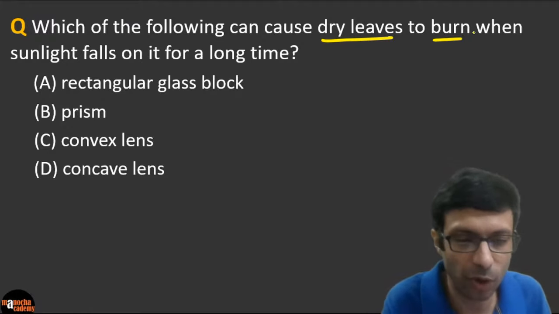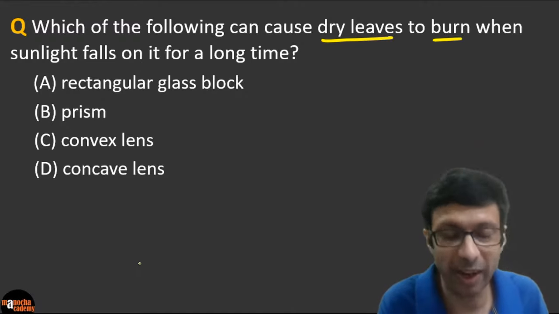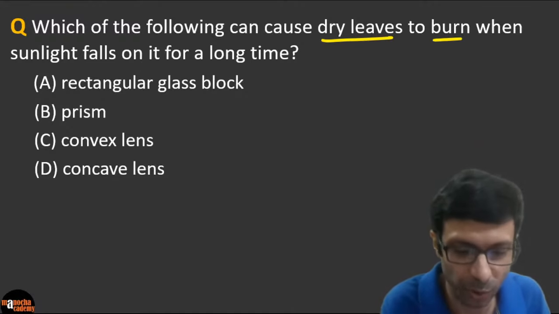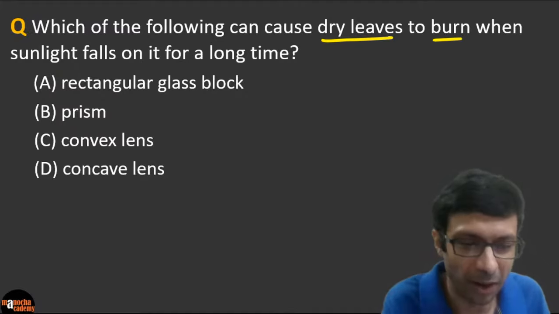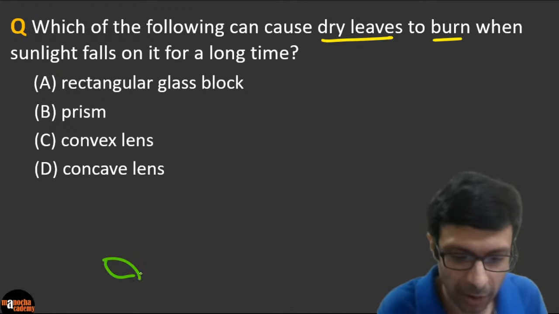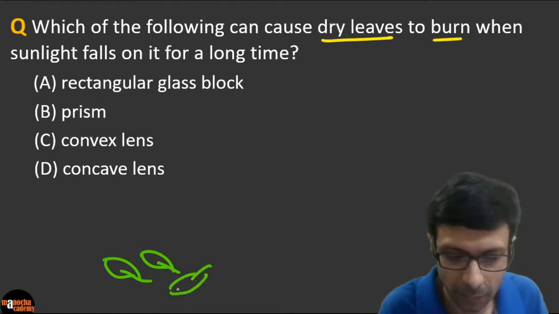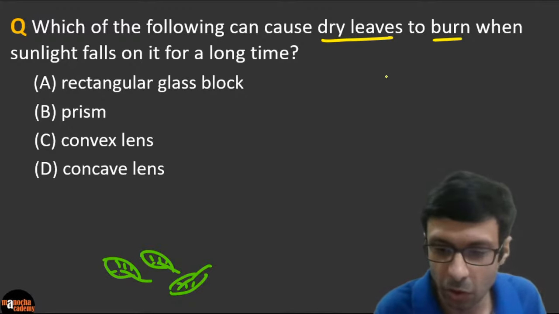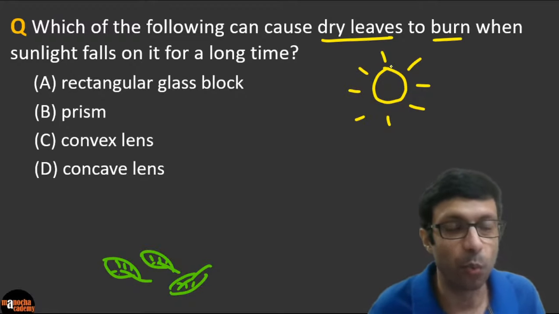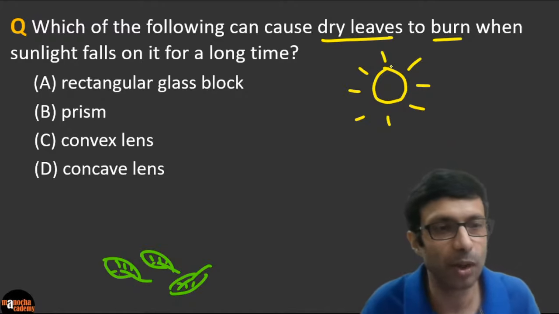So let's say you have some dry leaves, okay? I'm not a great artist, but I'll just try to draw them for you here. So you have some leaves here, all right? So let's say you have some leaves lying around and you have sunlight, okay? So normally when sunlight falls on the leaves, right, they don't burn. But how can you burn them? Can you burn them with one of these things?